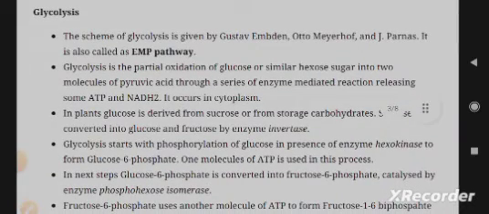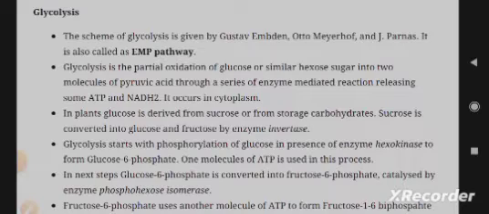Glycolysis. The scheme of glycolysis is given by Gustav Embden, Otto Meyerhof, and J. Parnas. It is also called the EMP pathway. Glycolysis is the partial oxidation of glucose or similar hexose sugar into two molecules of pyruvic acid through a series of enzyme-mediated reactions releasing some ATP and NADH2. It occurs in cytoplasm. In plants, glucose is derived from sucrose or from storage carbohydrates. Sucrose is converted into glucose and fructose by enzyme invertase.